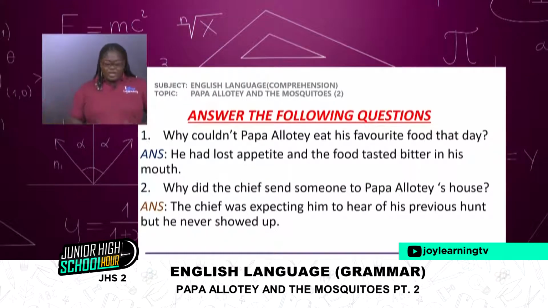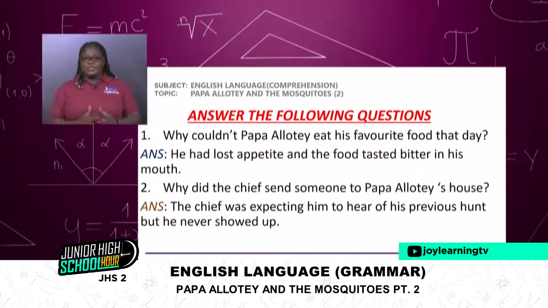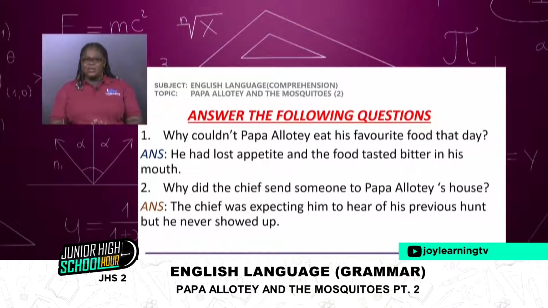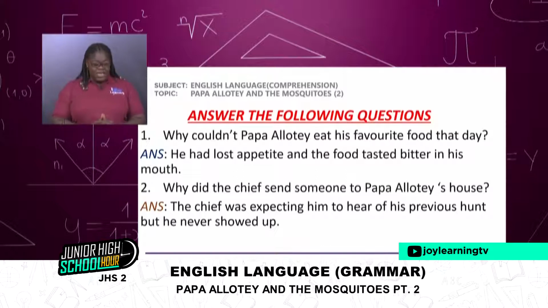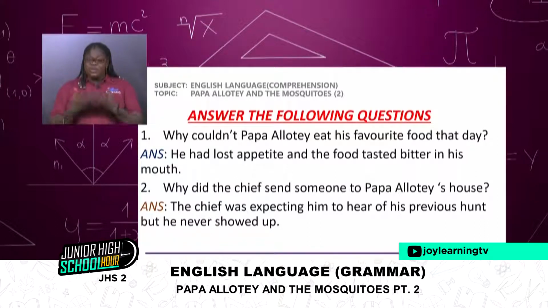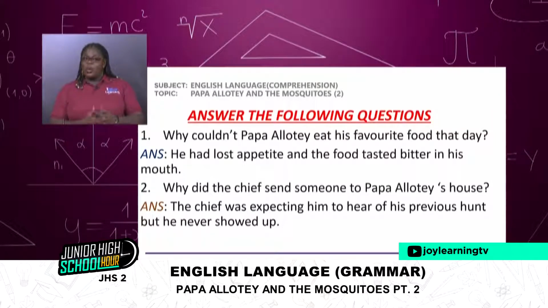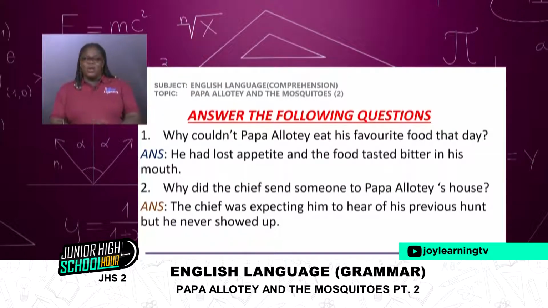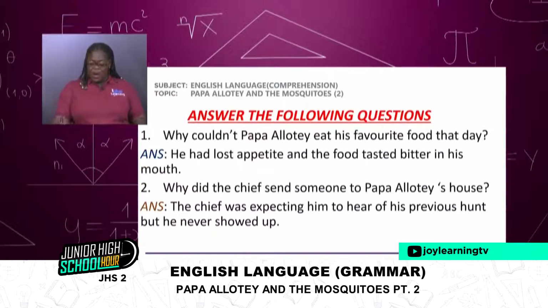Right. Why did the chief send someone to Papalo's house? I wish I could cover my answers for you to answer for me, but I know my learners are very sharp, and so you know the answers already. So why did the chief send someone to Papalo's house? Now the answer is the chief was expecting to hear of his previous hunt, but he never showed up. Remember in the first part of the story, he used to go to the chief to tell him about what happened in the night. So the chief was eagerly waiting for him to listen to what he had to say about his previous hunt.